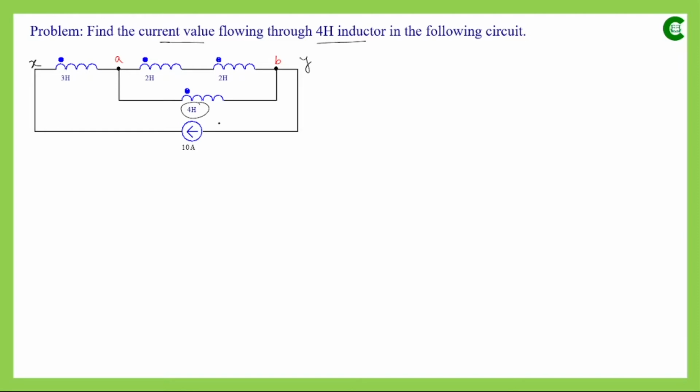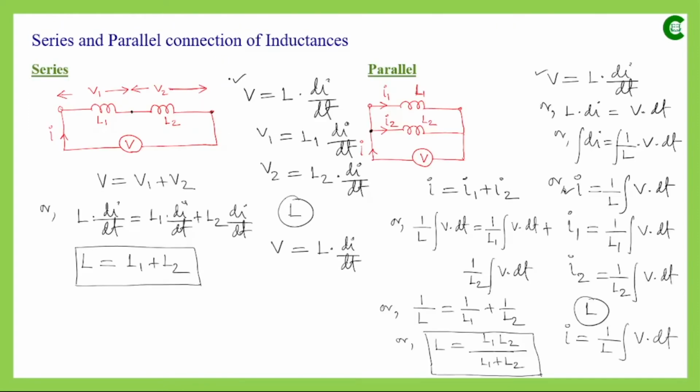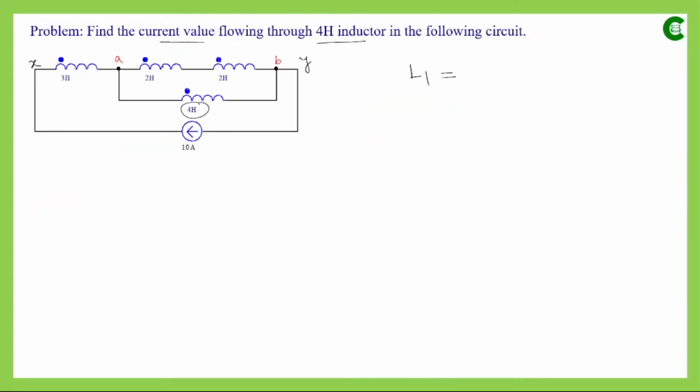Now let's proceed step by step. First evaluate this series connection of these two inductors. Now if we assume that the equivalent inductance of this series connection is L1, then as we know, the equivalent inductance will be the summation of their individual values. So the equivalent inductance of this series connection will be nothing but 2 plus 2. So it will be simply 4 Henry.